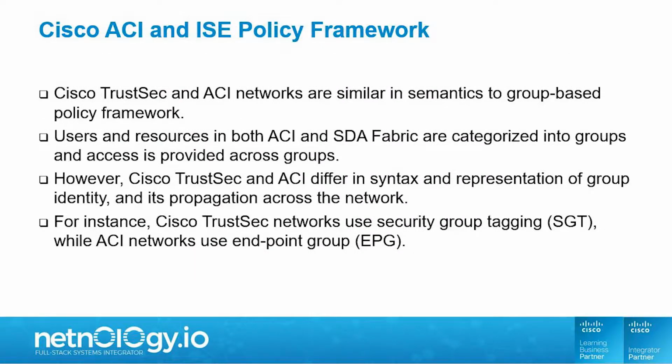Cisco TrustSec and application-centric infrastructure, ACI networks, are similar in semantics to group-based policy framework. Users and resources in both ACI and SDA fabric are categorized into groups, and access is provided across groups. However, Cisco TrustSec and ACI differ in syntax and representation of group identity and its propagation across the network. For instance, Cisco TrustSec networks use security group tagging, SGT, while ACI networks use endpoint group, EPG.